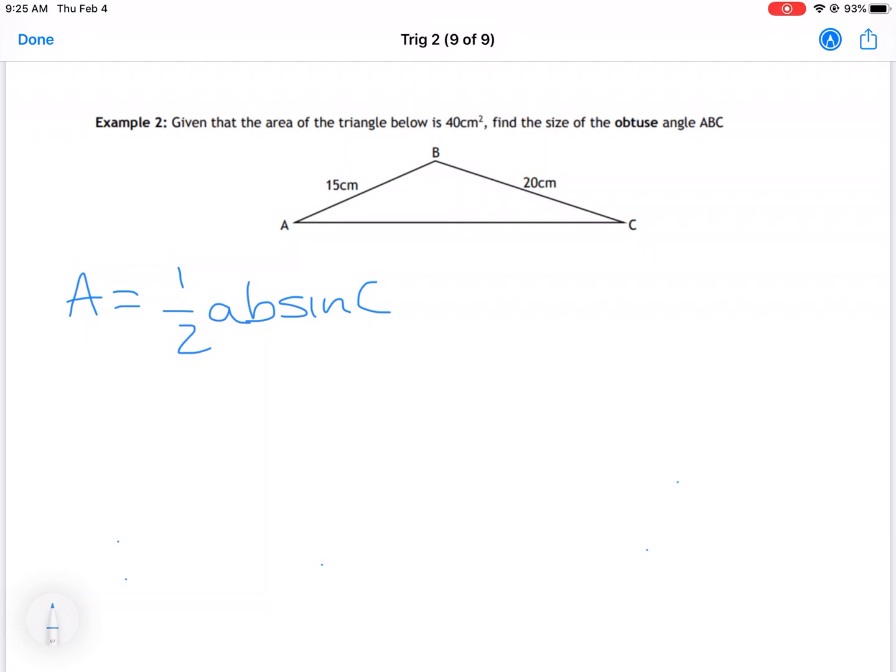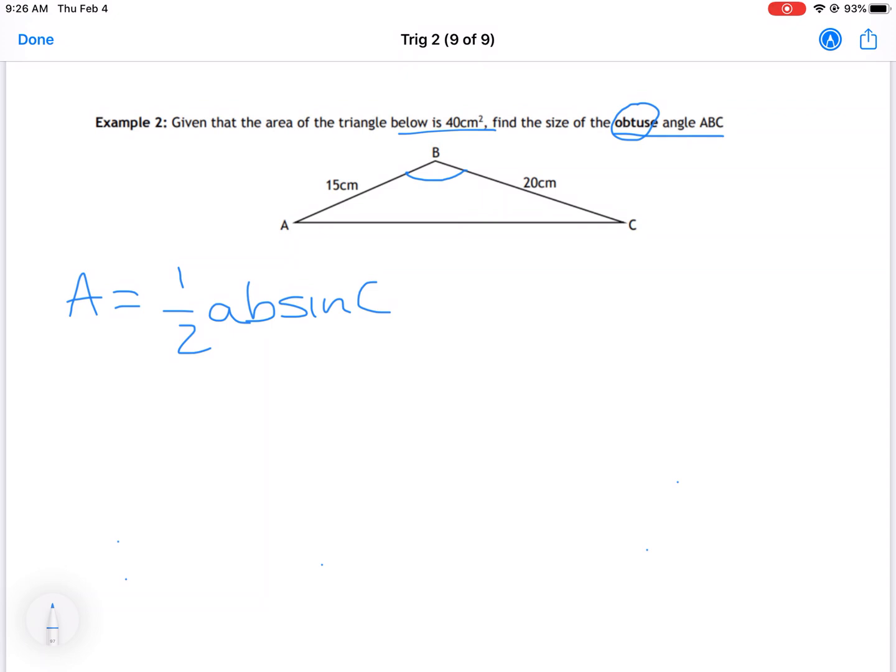Now for this particular triangle, I am told that the area is 40 centimetres squared, and I want to calculate the angle ABC. Now the angle ABC is in there at the top of the triangle, which is good because it is enclosed by the two sides that I am given the numbers for, which means I can use the formula a half AB sine C. Another thing to be aware of is that we're trying to find the obtuse angle. Now that will come in slightly later on, but right now we'll start with the substitution and rearranging.